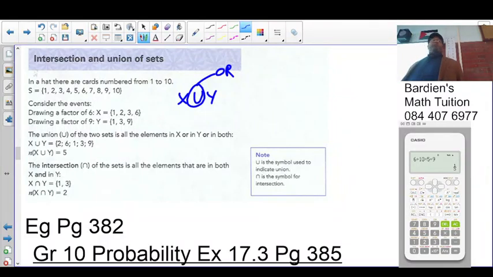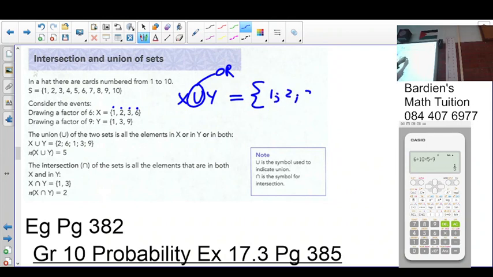If it says X union Y or X or Y, it's simply going to be 1, 2, 3, 6, and 9. Did I consider 1 already? Yes, so I don't write it down again. Did I consider 3 already? Yes. Did you consider 9? No. So there's the union. It's all the values of set X and of set Y. Can you see that, people?